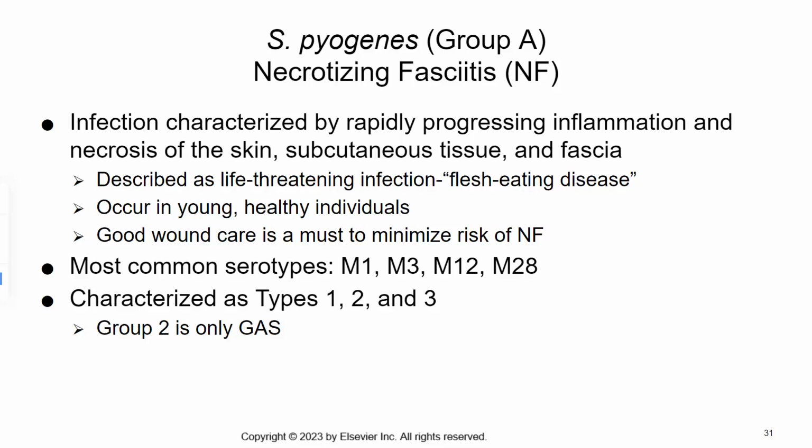Infection is characterized by rapidly progressing inflammation and necrosis of the skin. So now we're on necrotizing fasciitis, also sometimes called flesh-eating disease. It involves the strep burrowing deep into the skin and causing the skin to open up. So you have large areas of inflammation and necrosis of the skin, and then the skin opens up. Good wound care is a must to minimize the risk of necrotizing fasciitis. Most common serotypes are M1, 3, 12, and 28, characterized as types 1, 2, and 3. Group 2 is only group A strep.